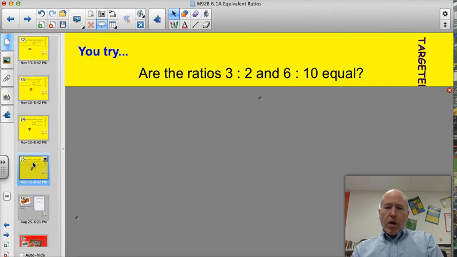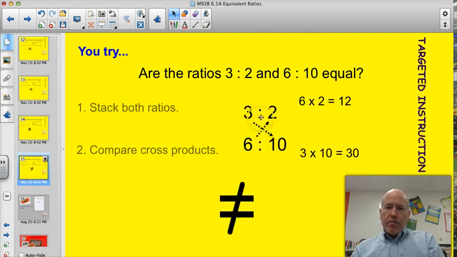All right, you got one more opportunity to impress me tonight. Go ahead and pause and try to compare these two ratios. Go. All right, let's see how you did. Stack them, 3 to 2, 6 to 10. Compare cross products, 6 times 2 is 12, 3 times 10, 30. Not equal. I kind of knew that was coming too, didn't you? Did you look how this one was 3 to 2? We had a larger number on this side of the ratio, and then this is 6 to 10. So I was kind of thinking that wasn't going to work out the way I planned.